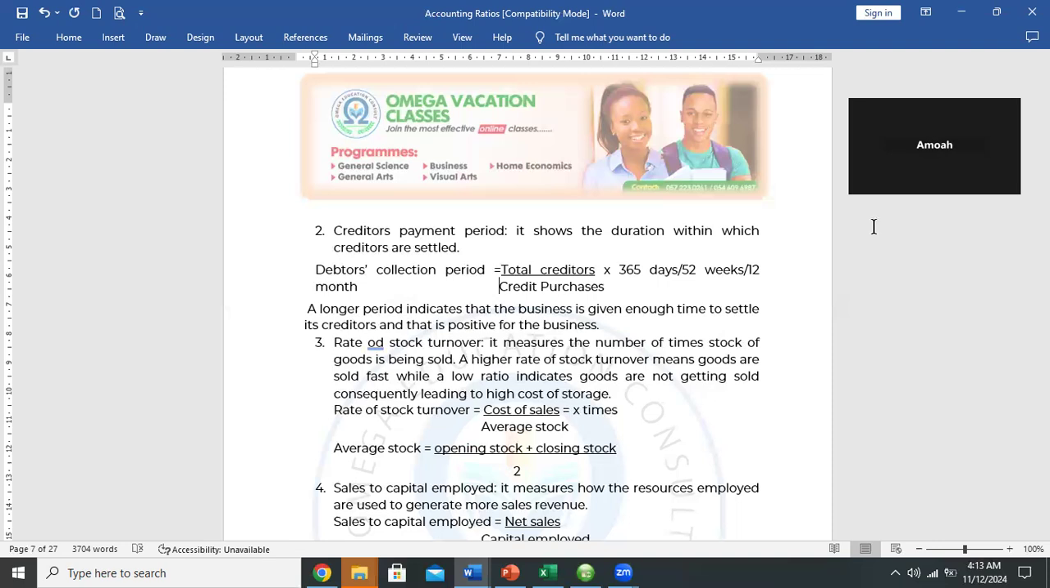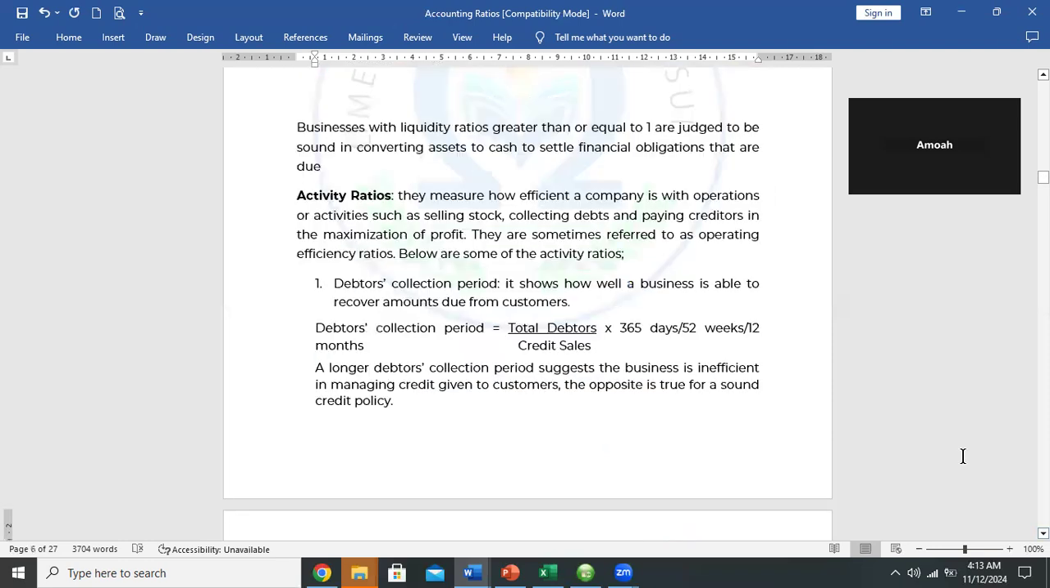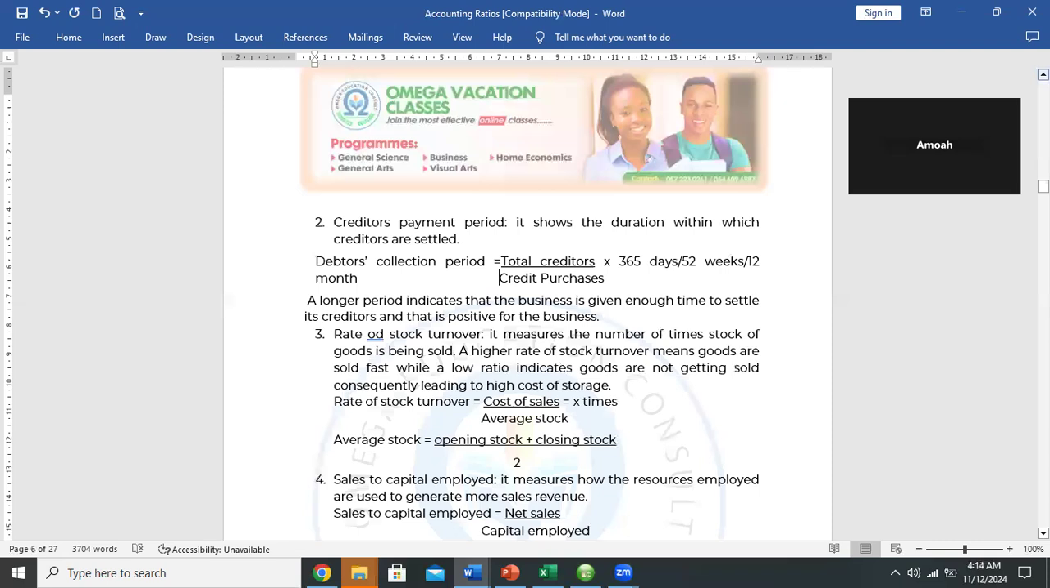So it means that the shorter the period, the better for the business in terms of debt collection. But when it comes to the creditor's payment, the opposite is better. Let me give the scenario. If the business owes somebody, and it takes 1 year before the person comes for his or her money, and in another case, it takes only 5 days for the person to come for his or her money.